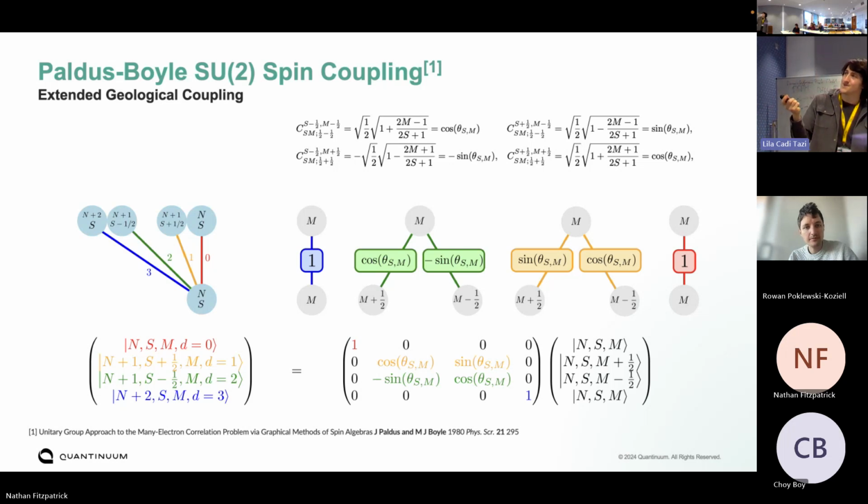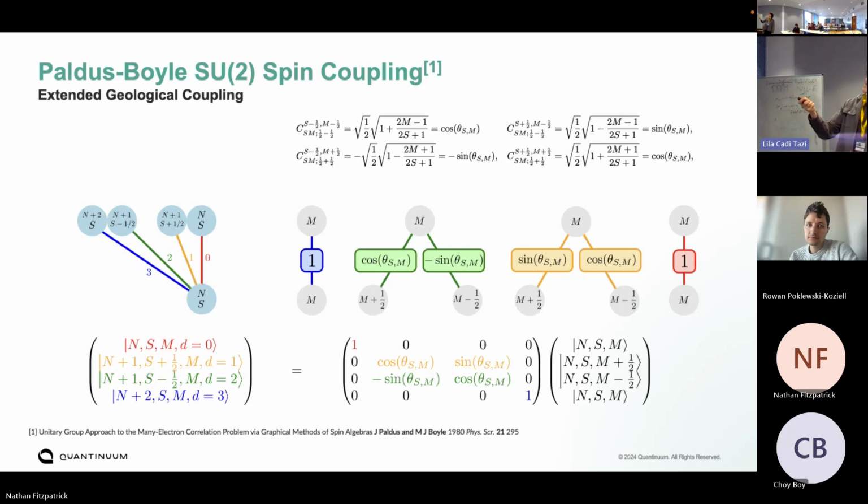The yellow one adds a particle, but also adds half a spin. The green one adds a particle. So these up here, these are n. This is n plus 1. It adds a particle and removes a spin, and the blue one adds 2 particles and doesn't change the spin.